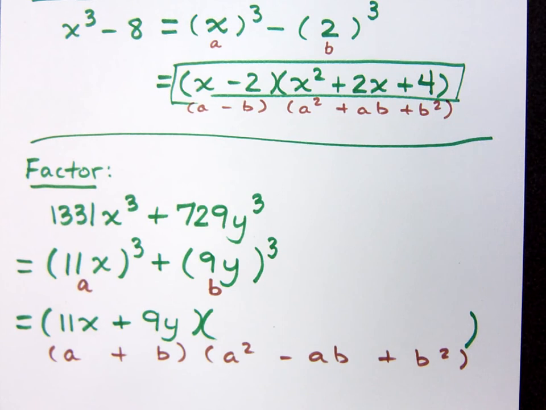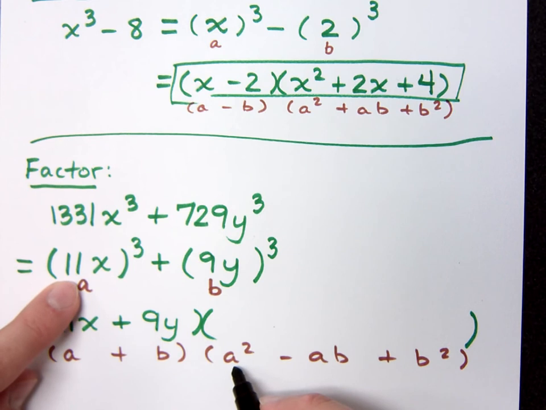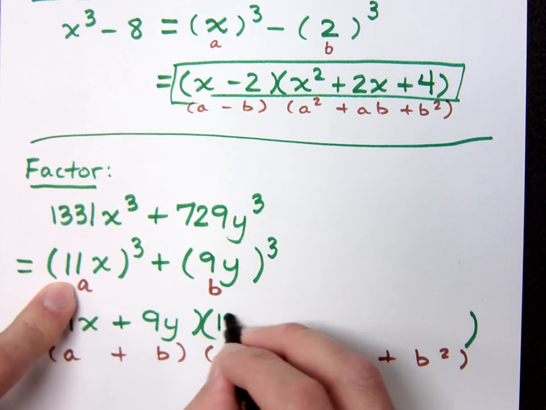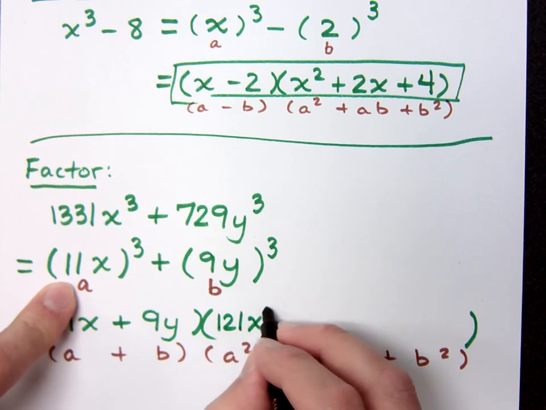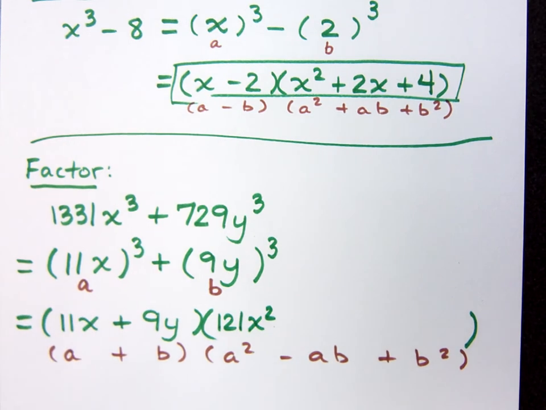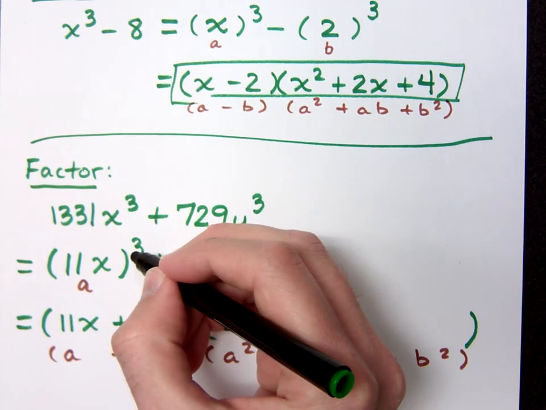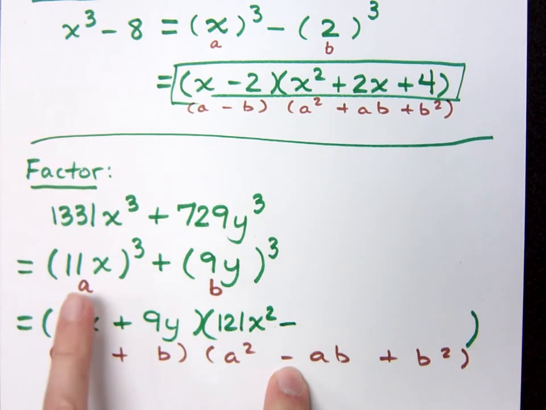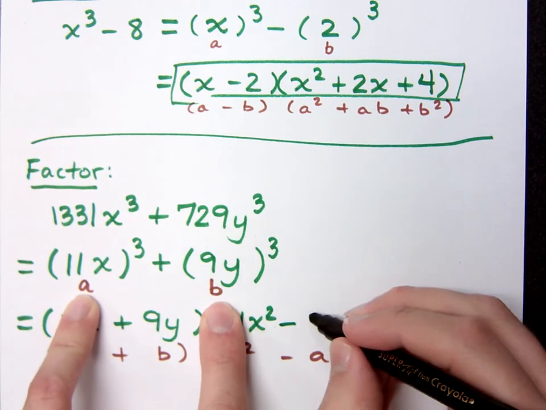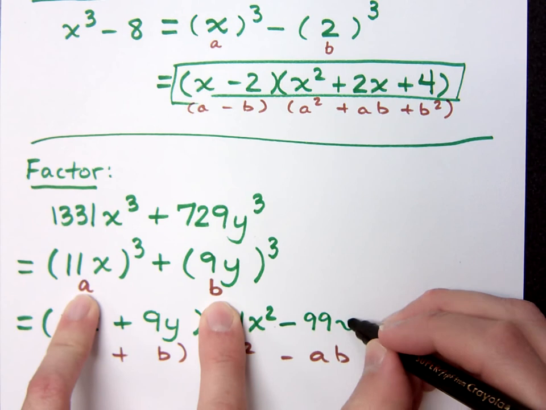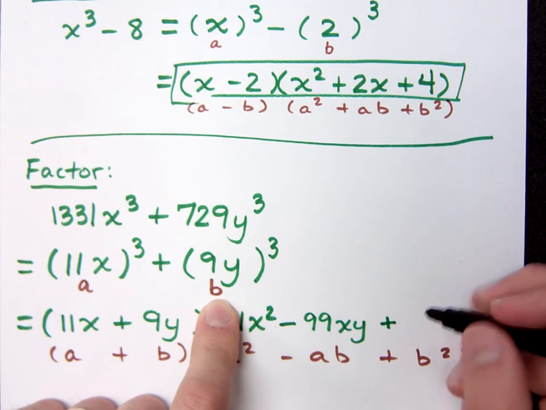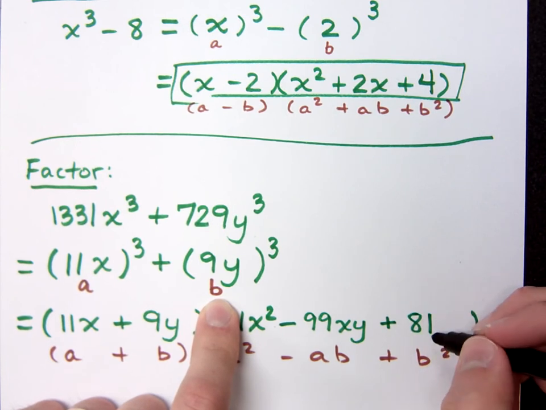And what about a squared? 11x squared. You have to square this whole guy. If you just square x or just square 11, you're wrong. You have to square both of them. So it's 121, because see, a is 11x, right? And if I squared that, that would be 121 x squared. Minus, what's ab? What's the product of your a and your b term? 99 xy. Plus, what's b squared? 81 y squared, right?